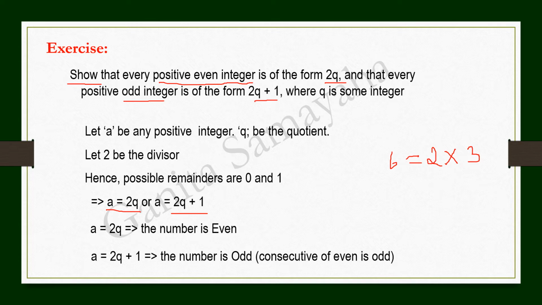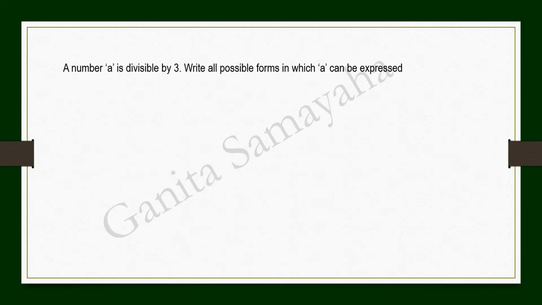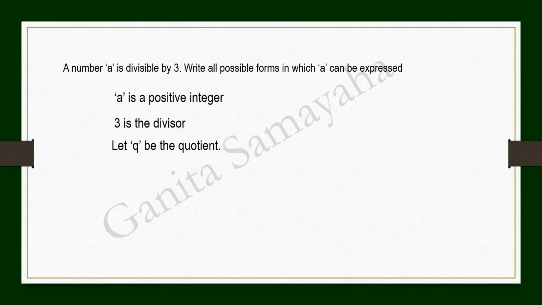Okay, children. Just to take a quick look at how you have understood writing the literal statement in mathematics, let us now consider another number a, which is divided by 3. Let us write all the possible forms in which a can be expressed. We know a is the dividend. So a is a positive integer and it is the dividend. And which is the divisor? 3 is the divisor. And q be the quotient.